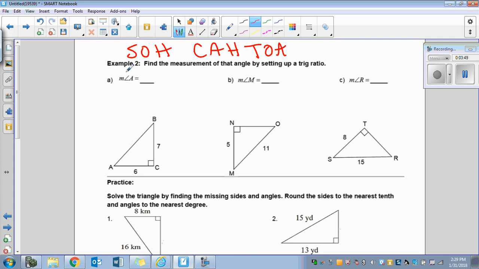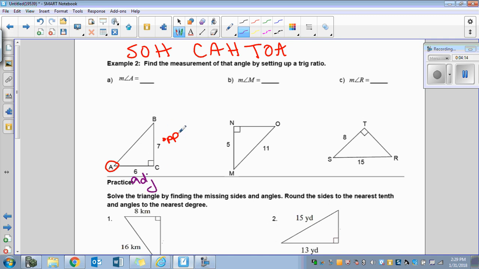They're asking us for the measure of angle A, so that means angle A is my reference angle. Remember, my first step is to circle my reference angle. My second step is to label my sides. My opposite side is 7. Next to it is my hypotenuse. It doesn't have a number, so I'm not going to really label it, but you can if you want. The 6 is my adjacent side.